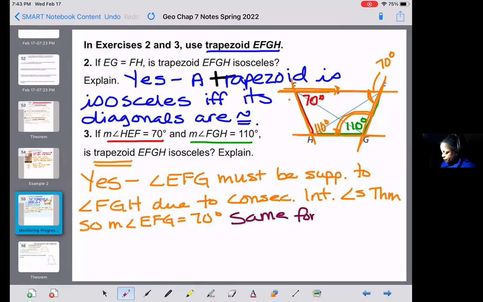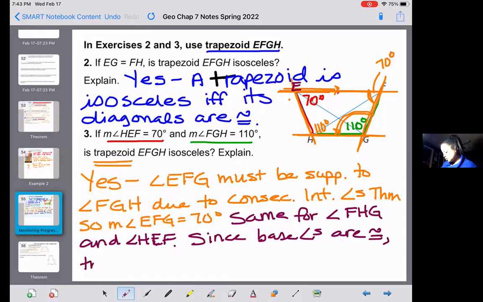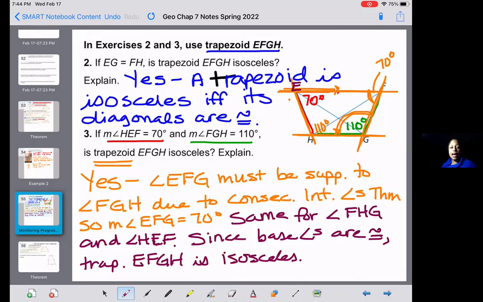Same for angle FHG and angle HEF. Remember, that's an E. So last part, since the base angles are congruent, trapezoid EFGH is isosceles. Boy, that's a lot to spend on one problem, but that's what we've got.